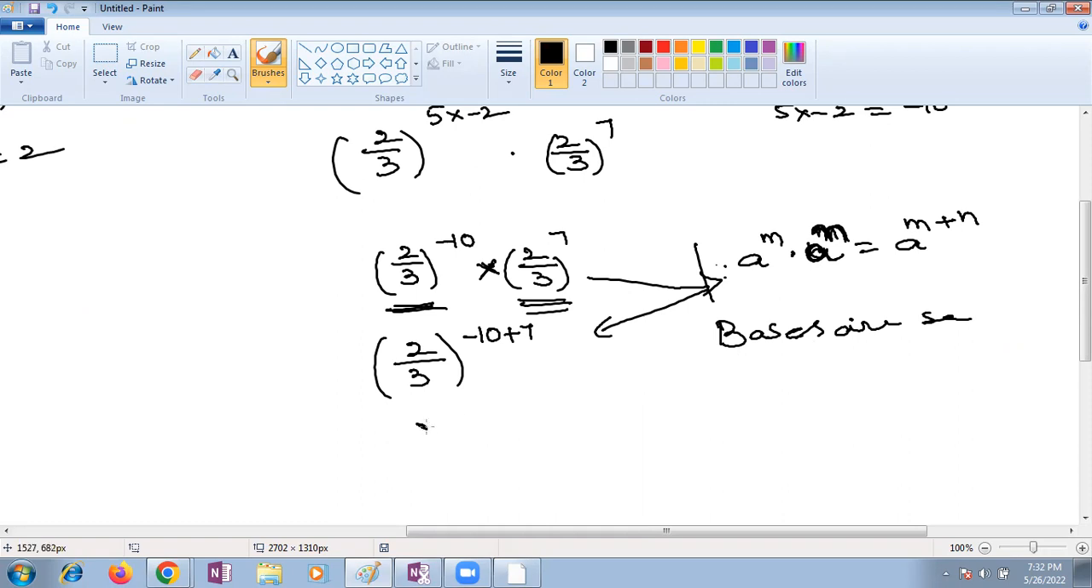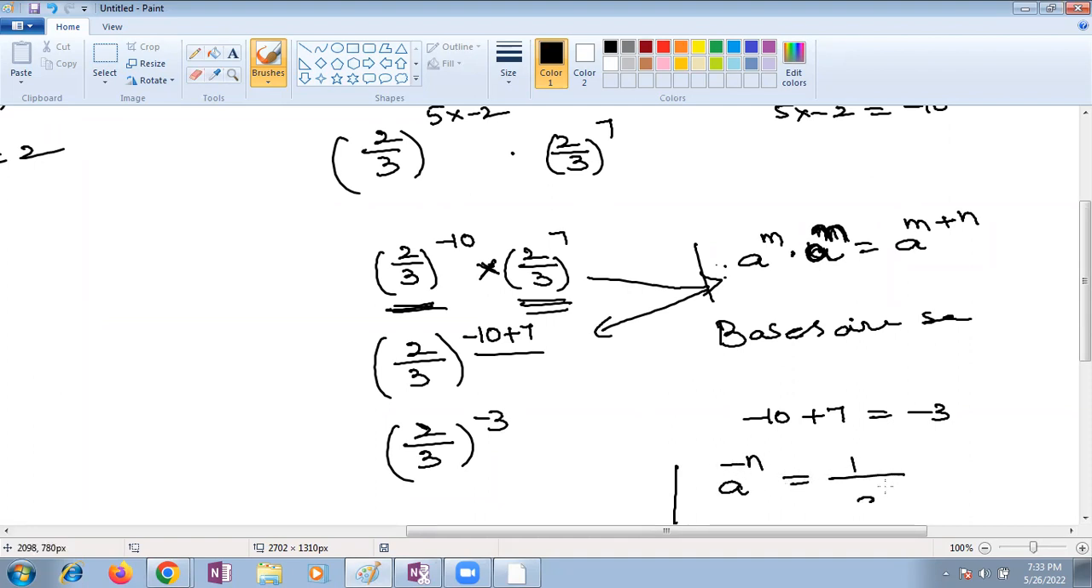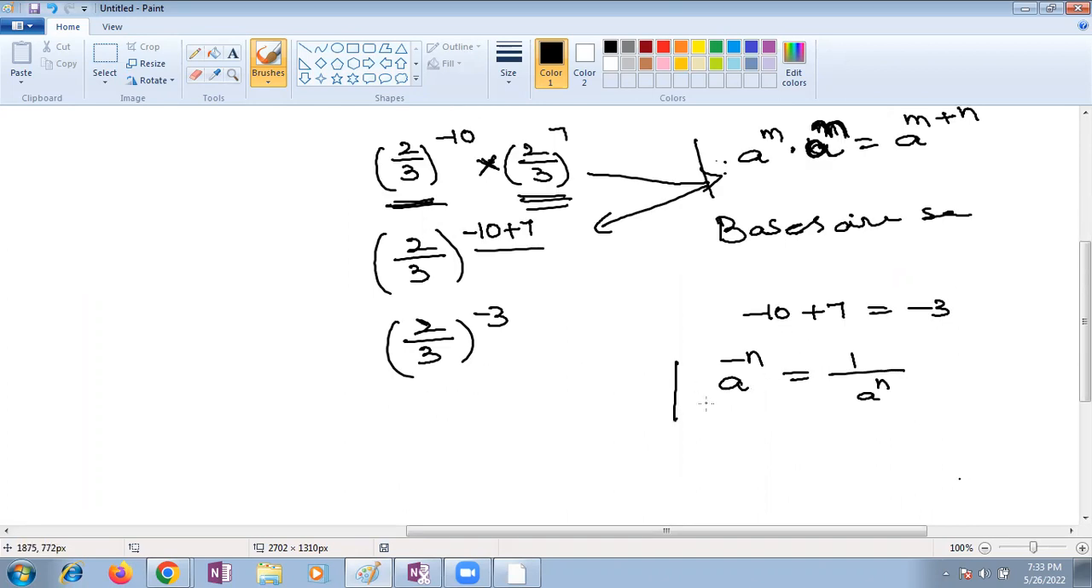2 by 3 whole to the power minus 10 plus 7. Once again, integers are very important. That's why from class 6 we are helping with integers. So what is the value? Minus 3. Since it is once again a negative exponent, it's 3 by 2. 1 by positive, 3 by 2 to the power 3.